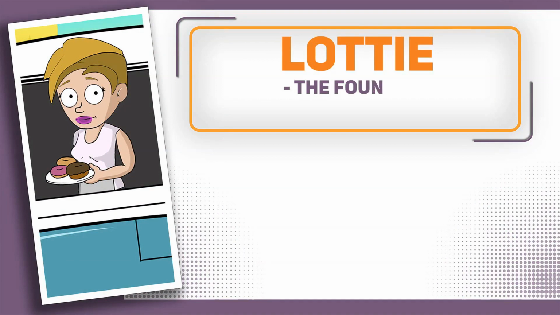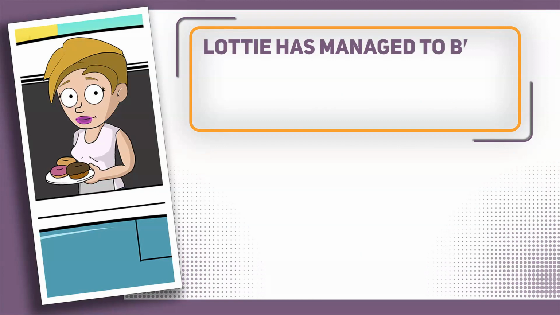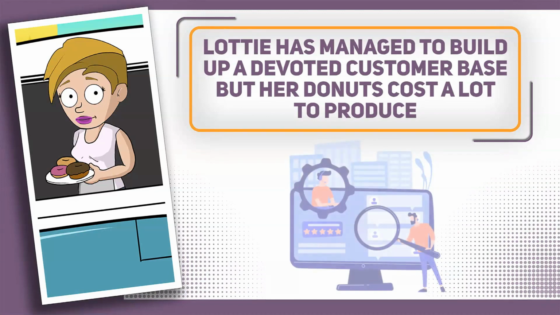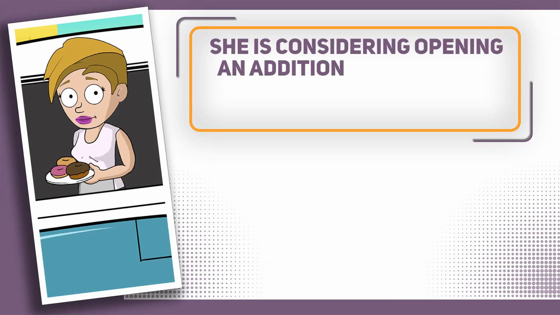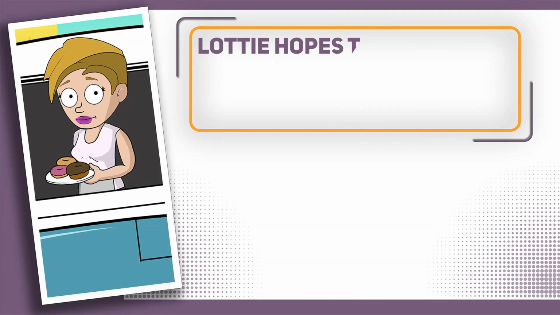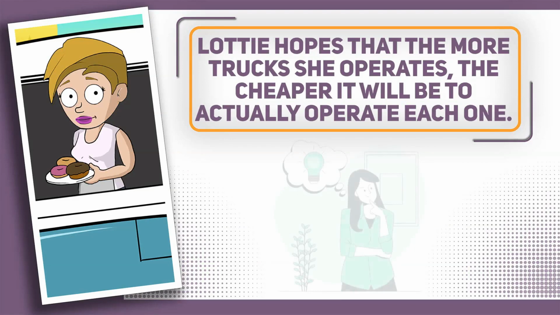This is Lottie, the founder of a van-based donut company called Donuts Stop Believing. She has had huge success selling donuts from a converted VW campervan at a popular seaside town called Whitby. Lottie has managed to build up a devoted customer base, but her donuts cost a lot to produce because she only makes small batches. She is considering opening an additional 5 trucks at other popular seaside resorts nearby. Lottie hopes that the more trucks she operates, the cheaper it will be to actually operate each one.